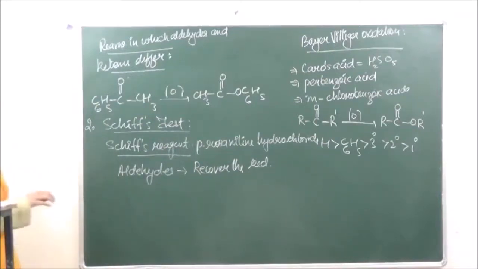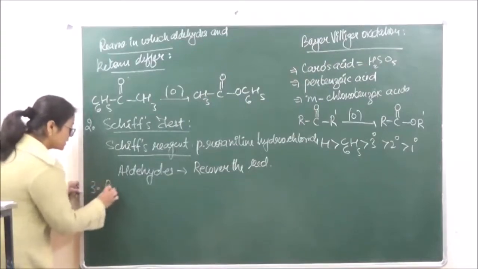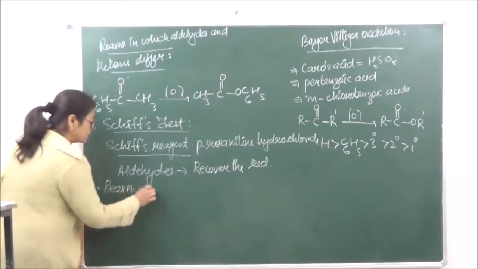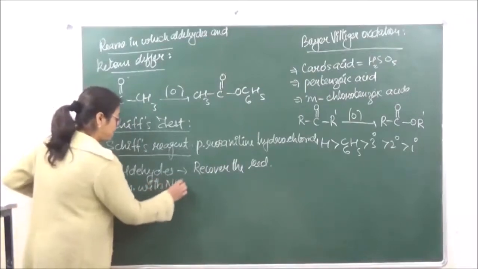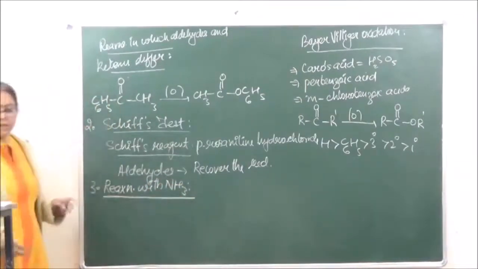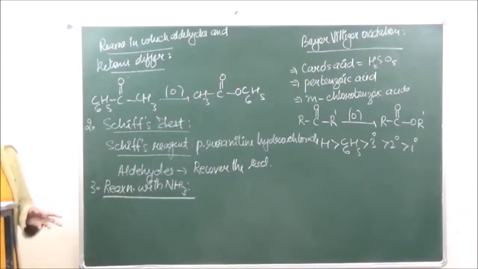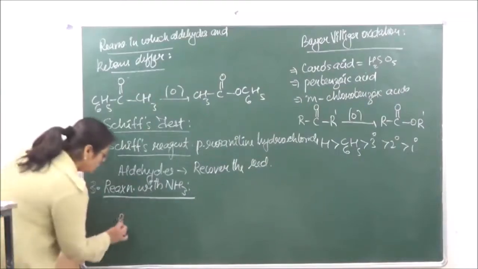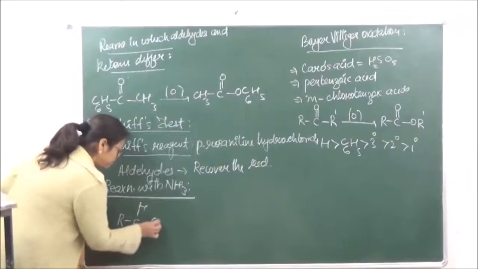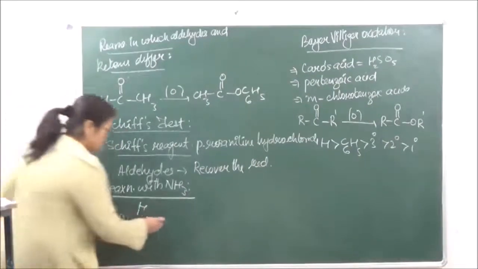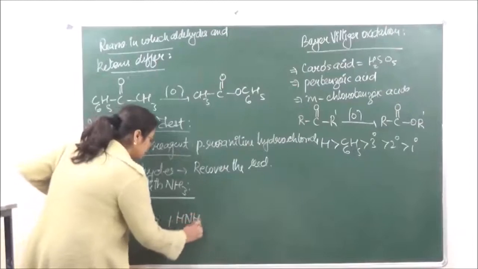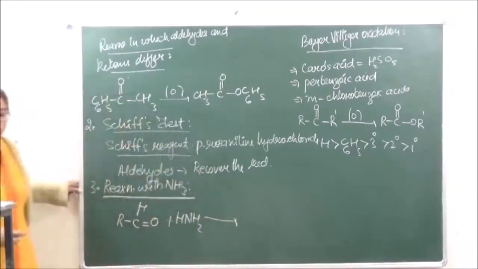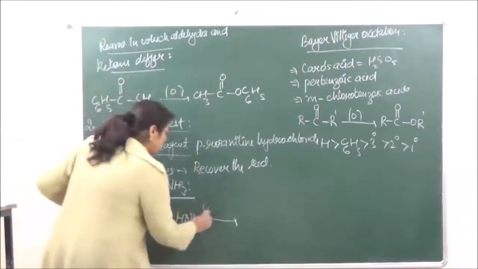Then the next reaction, the third reaction which we have, is the reaction with ammonia. We've already done this reaction. Except formaldehyde, other aldehydes form addition products. The ketones do not undergo this reaction. So we're taking RCHO plus NH3 in presence of ether.